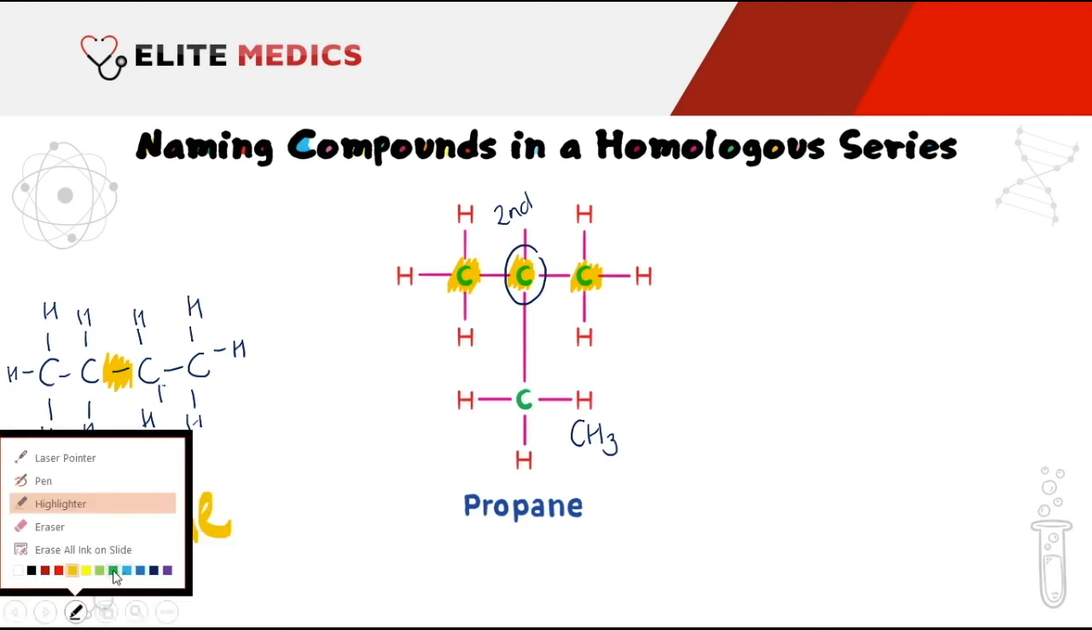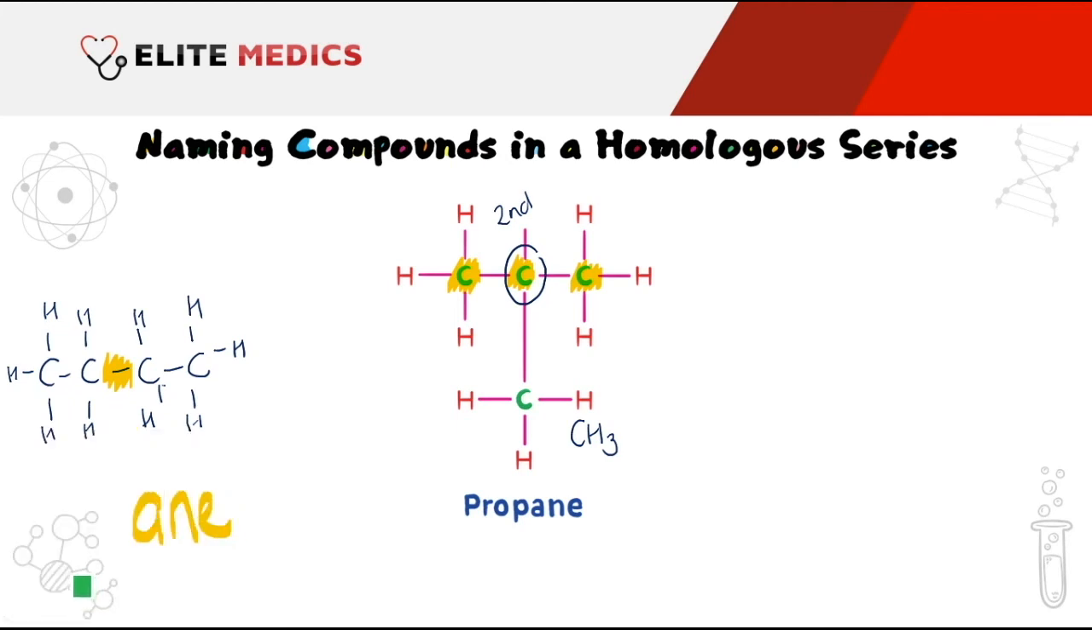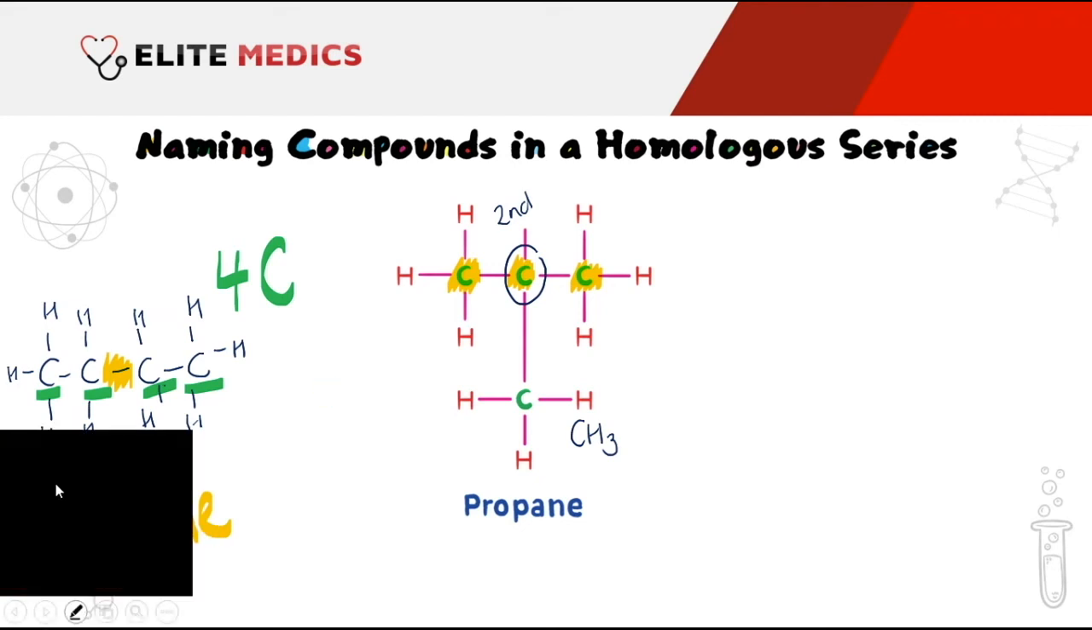Then the next thing I want to look at is how many carbons are actually being read. So we've got 1, we've got 2, we've got 3, we've got 4. And if I know anything about my prefixes, I know that when I have 4 carbons present, my prefix will be but. And this is how we end up naming it butane. Okay, let's do a different example.